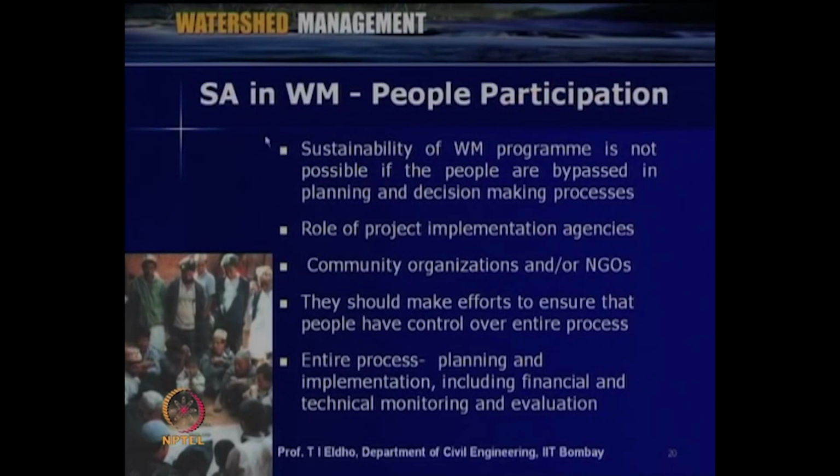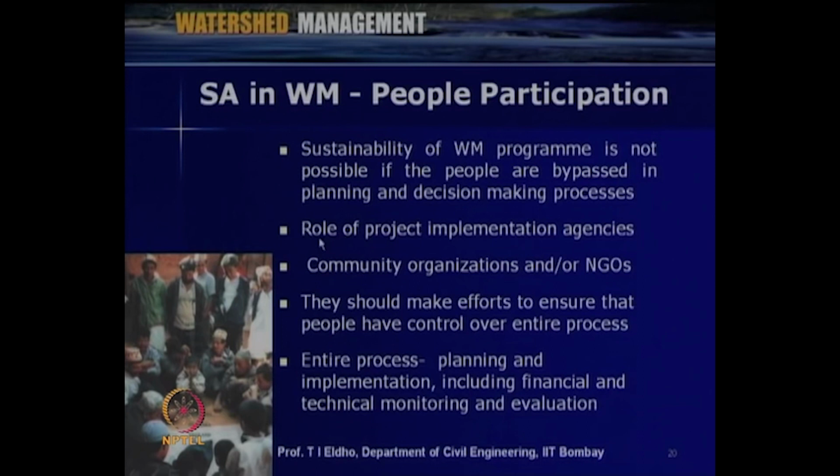As I mentioned earlier, if people participation is there from the beginning, in the development plans and then the implementation phase, then people involvement will be very much there, the system will be maintained properly, and a sustainable system can be developed. From the perspective of people participation, the sustainability of a watershed management program is not possible if the people are bypassed in planning and decision making processes.